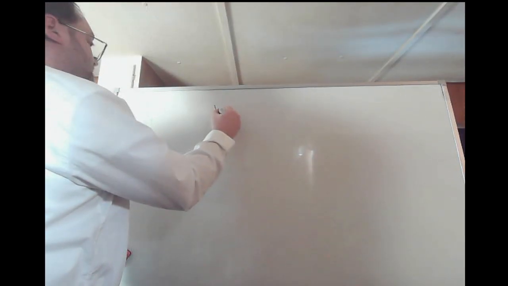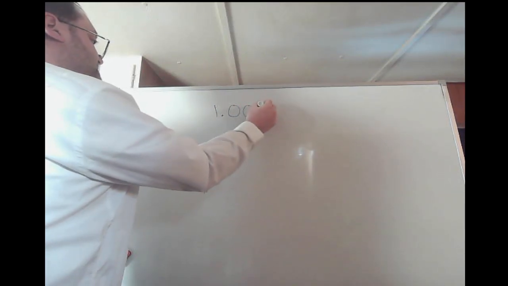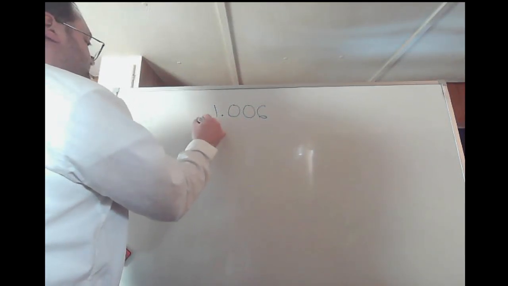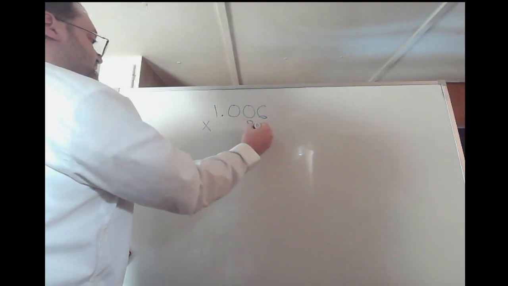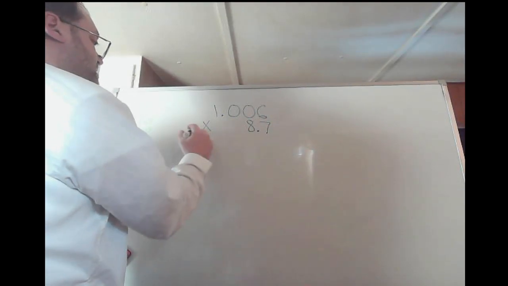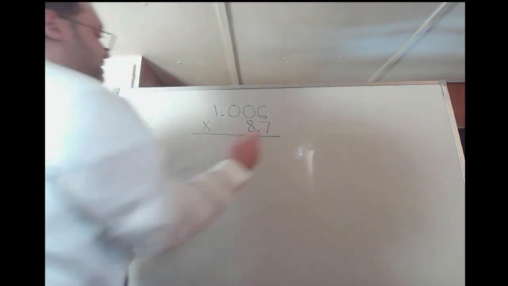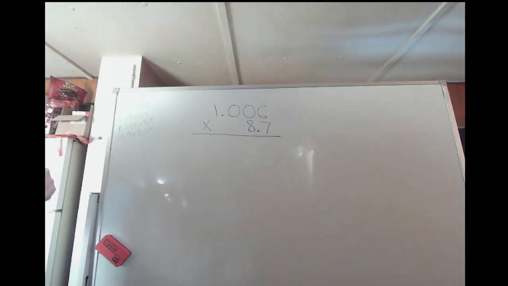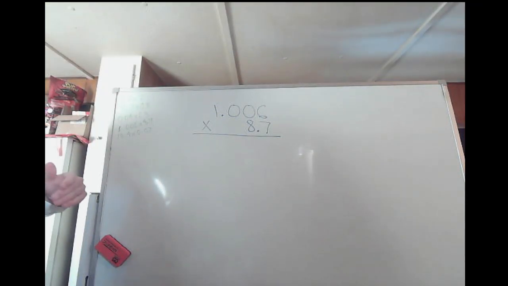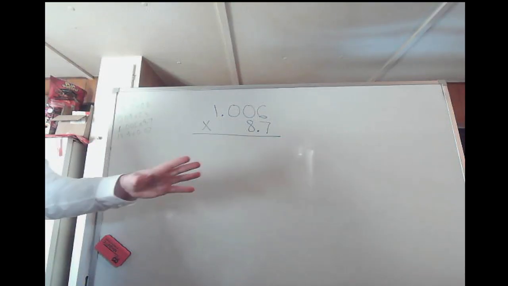Alright, I got 2 more. I have 1.006 times 8.7. Okay, well, once again, we don't need to have the same number of decimal places in both terms. Since it's multiplication, we just write it as is.